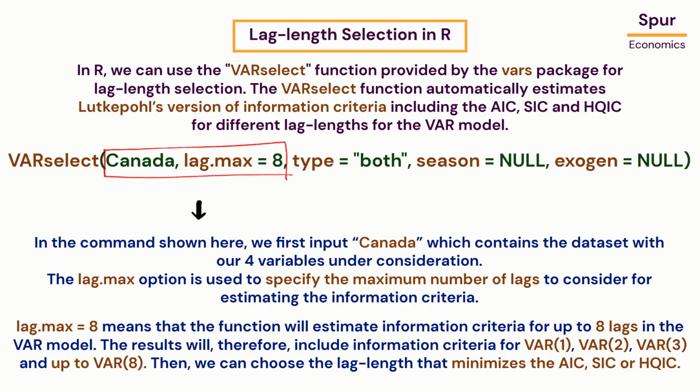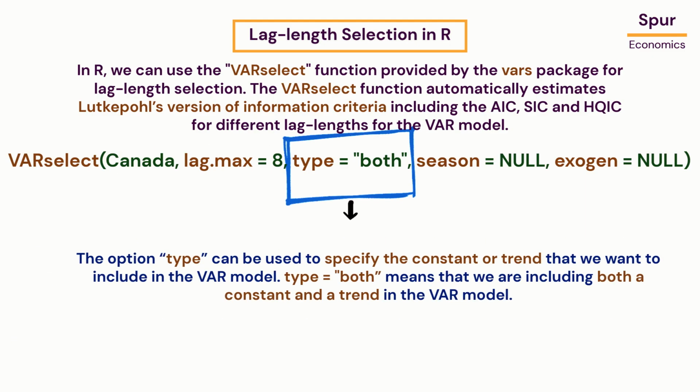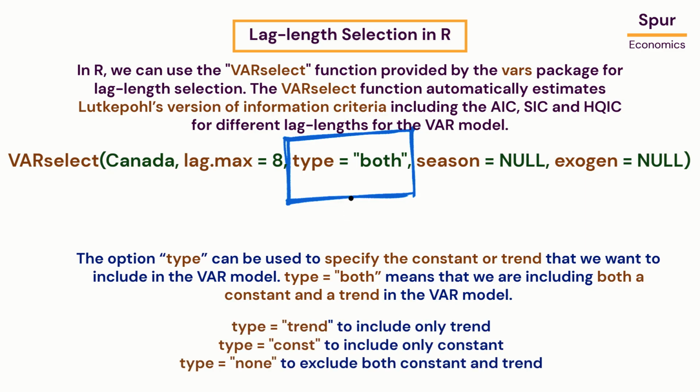The results will, therefore, include information criteria for VAR with lag 1, lag 2, lag 3 and up to lag 8. Then, we can choose the lag length that minimizes the AIC, SIC or HQIC. The option type can be used to specify the constant or trend that we want to include in the VAR model. Type equals both means that we are including both a constant and a trend in the VAR model. Additionally, we can specify type equals trend for trend only, type equals const for constant only or type equals none for a VAR model without constant and trend.